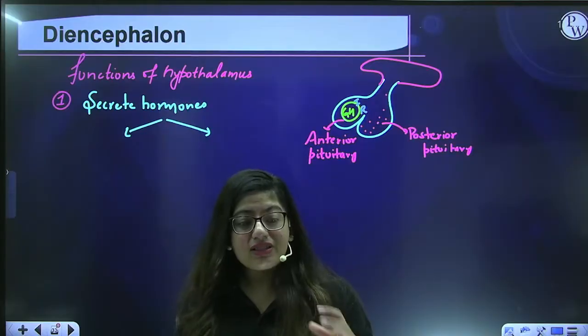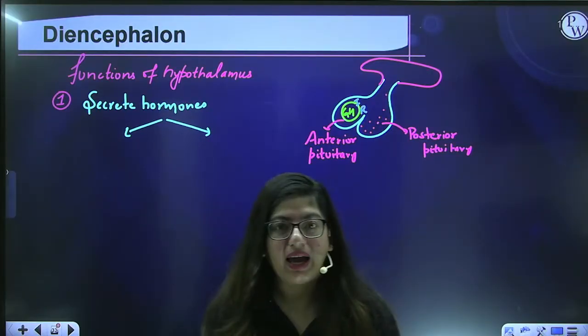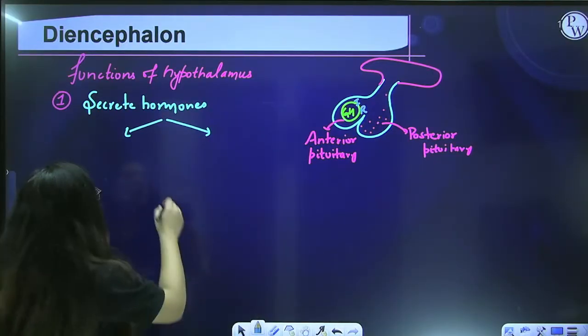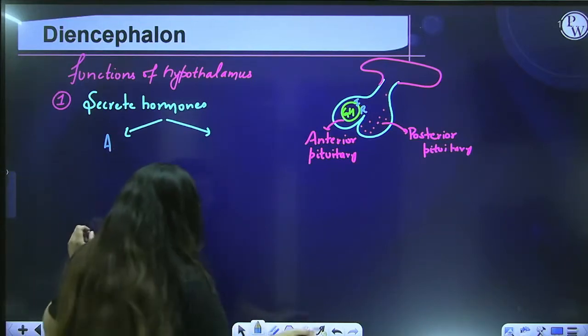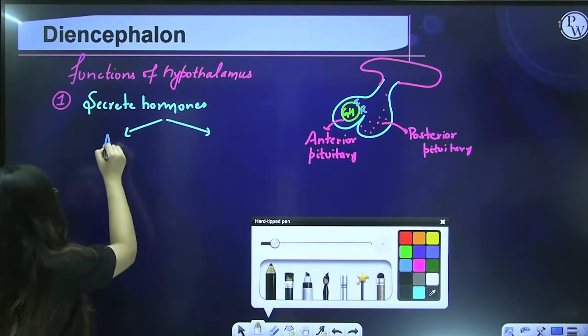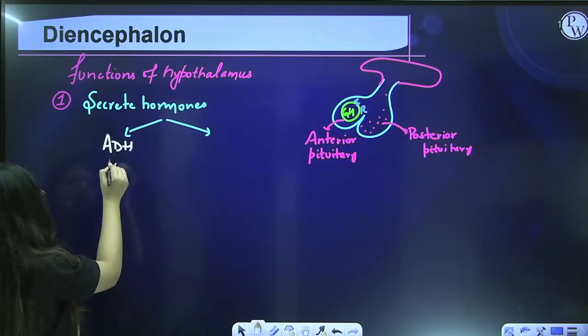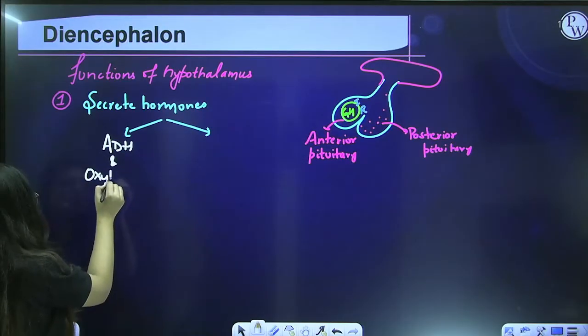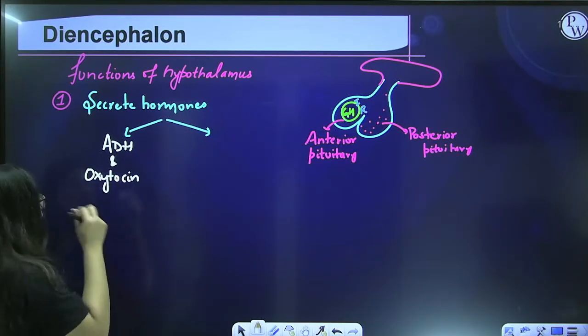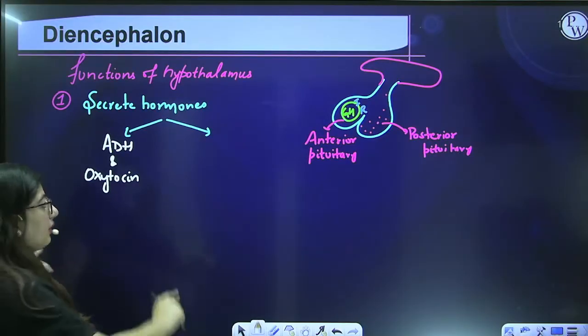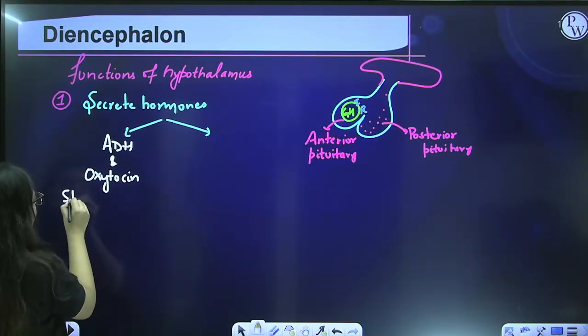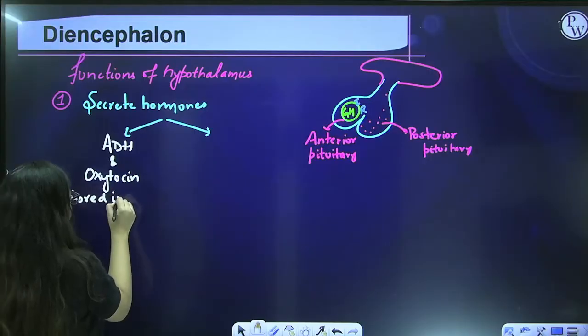So in a way, it is controlling the pituitary gland. It is producing two types of hormones. One is ADH and oxytocin. ADH, another name is vasopressin. We have discussed this in excretion. So ADH and oxytocin are stored in the posterior pituitary.